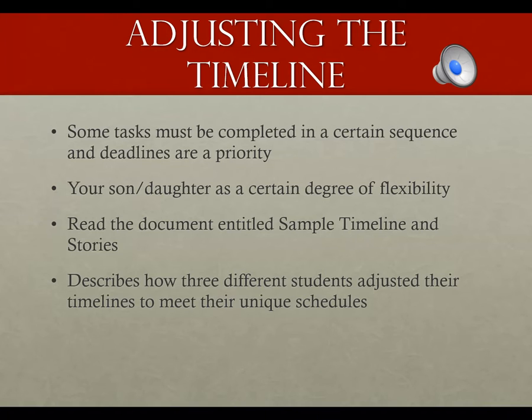I provided a document that's in Module 1 entitled Sample Timeline and Stories. This describes 3 students, all fake names, who I worked with in the past, and talks about their unique schedules. Each student had really unusual circumstances that required tremendous adjustment in how and when things were completed during the process. So hopefully this will give you an idea as to how you can move things around to meet your own personal scheduling needs, not only for your son or daughter, but for your family. So take a look at this and then move on to the timeline worksheet.